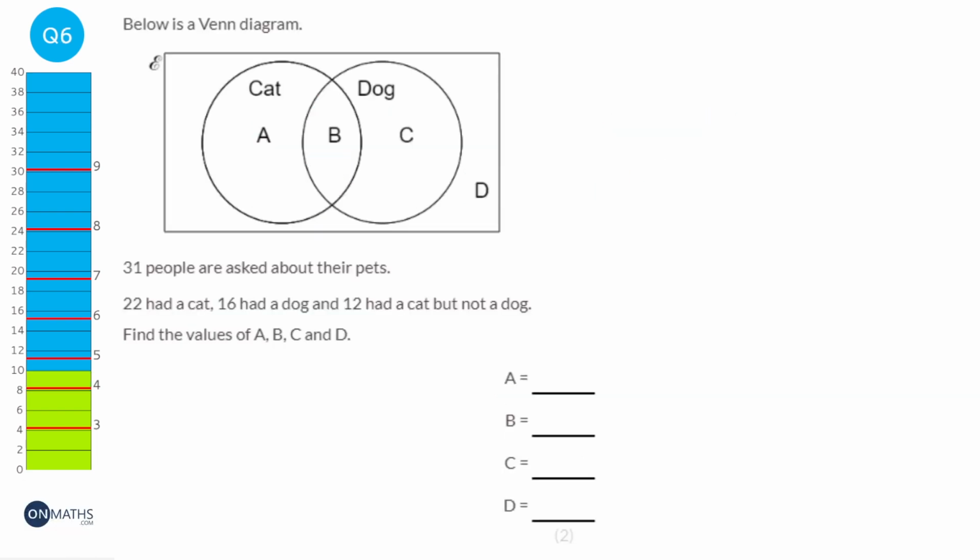The first thing that we can actually work out for this Venn diagram is this part here. So it says 12 had a cat but not a dog. So the cat but not a dog is shown with this A here.